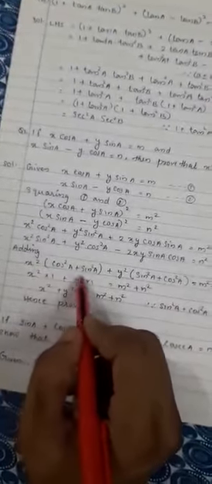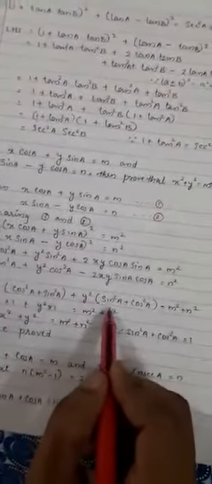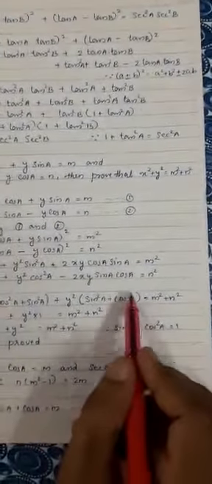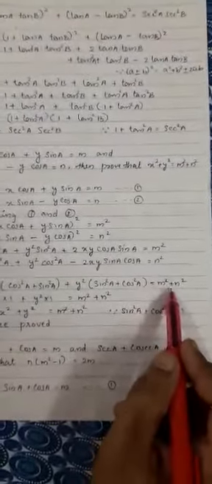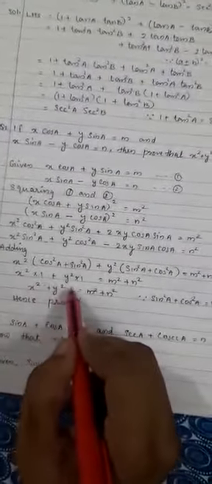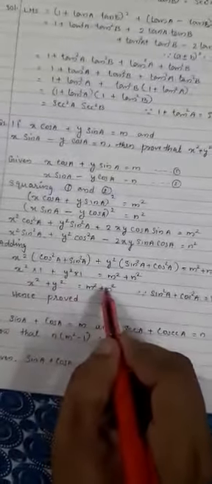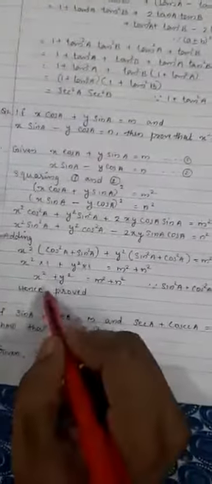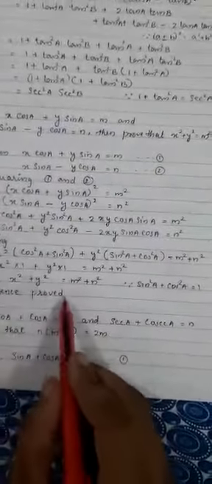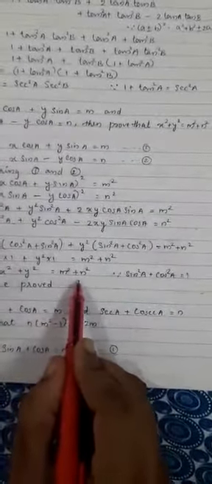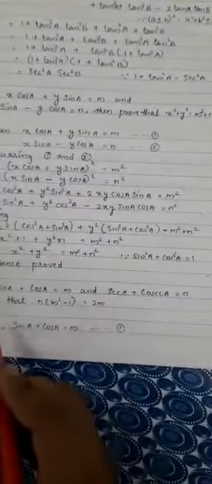Adding these two, here x square is common, x square into cos square A plus sin square A. Here y square is common, plus y square into sin square A plus cos square A. These two cancel, equal to m square plus n square. As we know, cos square A plus sin square A is equal to 1. So this is x square into 1 plus y square into 1 equal to m square plus n square. That is x square plus y square equal to m square plus n square, hence proved.